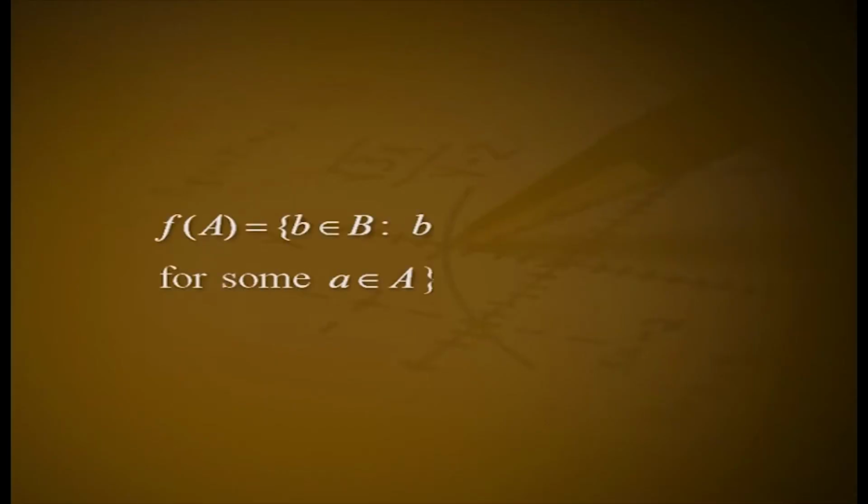The set of all such image values is called the range or image of f, and it is denoted by range of f or image of f or f(A). That is, f(A) is the set consisting of b belongs to B such that b is equal to f(a) for some a belongs to A, which is the set consisting of f(a) such that a belongs to A. Obviously, the image of f is a subset of the target set B.